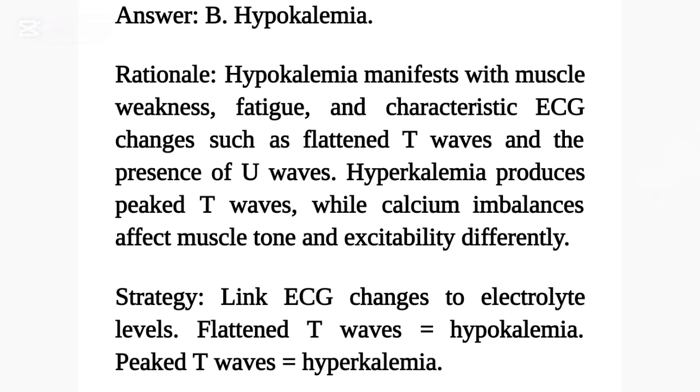Hypokalemia. Rationale: hypokalemia manifests with muscle weakness, fatigue, and characteristic ECG changes such as flattened T waves and the presence of U waves. Hyperkalemia produces peaked T waves, while calcium imbalances affect muscle tone and excitability differently. Strategy: link ECG changes to electrolyte levels. Flattened T waves equals hypokalemia. Peaked T waves equals hyperkalemia.